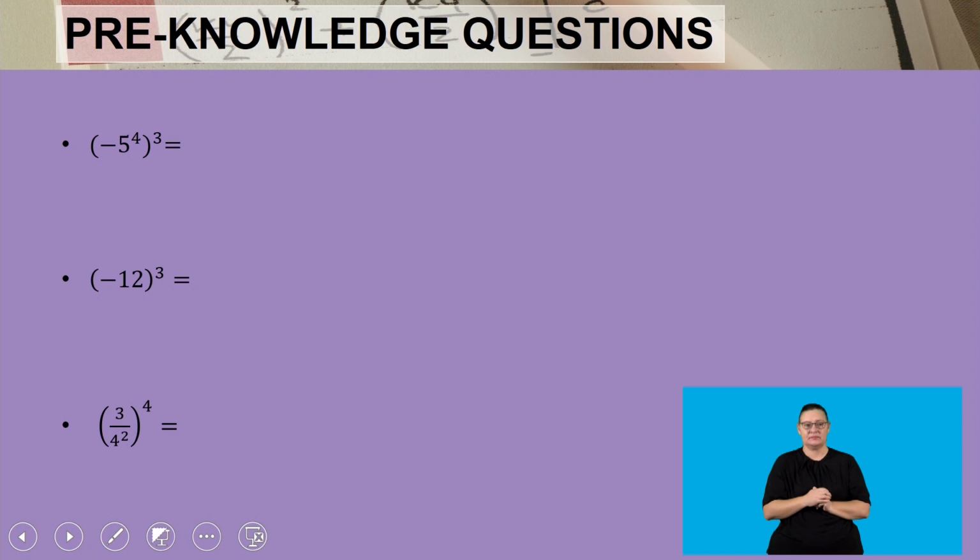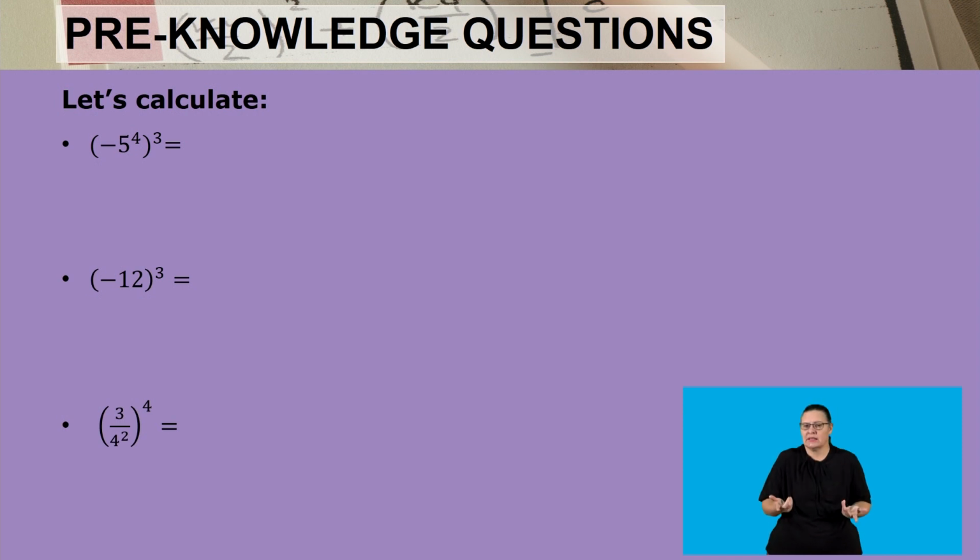So here we have a negative 5 raised to the exponent 4, and that power is raised to an exponent 3. Now what we do when we have raised a power to an exponent, remember those exponents will multiply. So we are going to have a negative 5, and then those exponents, the 4 and the 3, are going to multiply together, leaving us with an answer of a negative 5 raised to the exponent of 12.